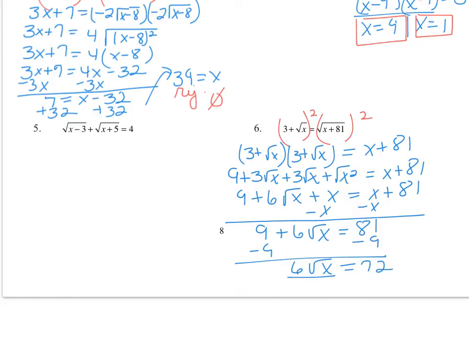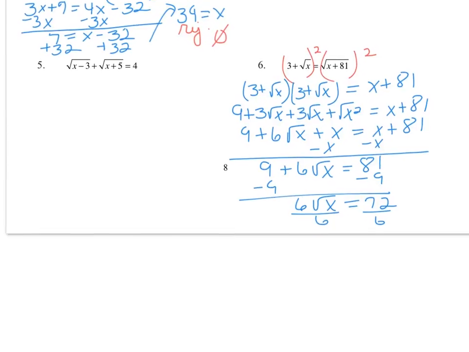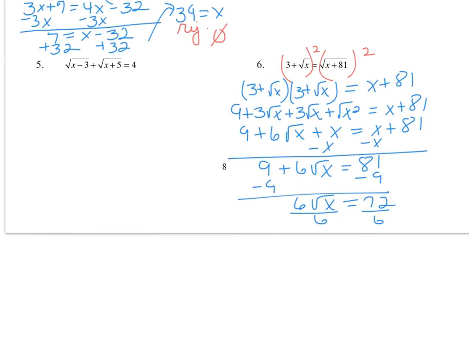Going to divide each side by 6. Radical x equals 12. Oh, I got the radical isolated, so I'm going to square both sides and end up with x equals 144.